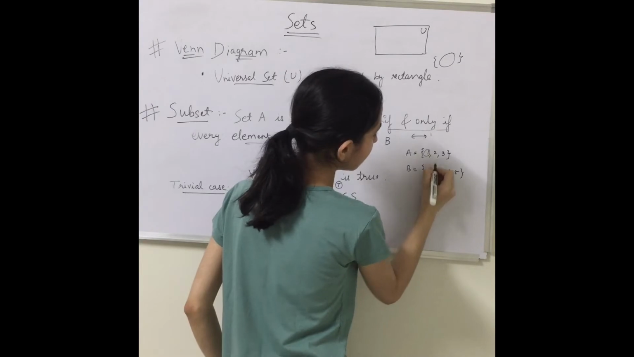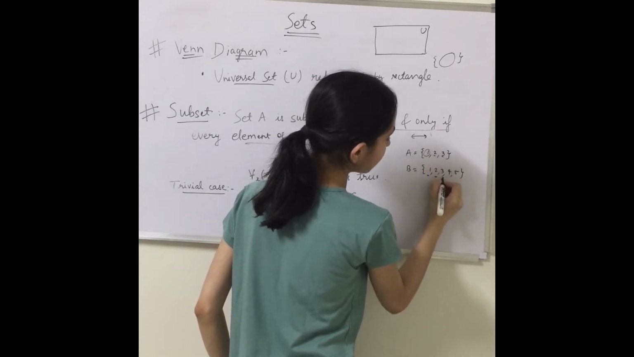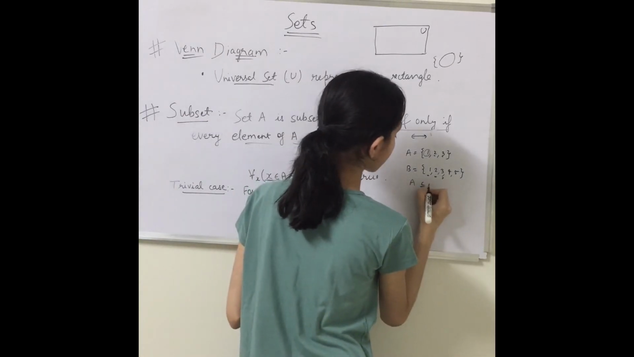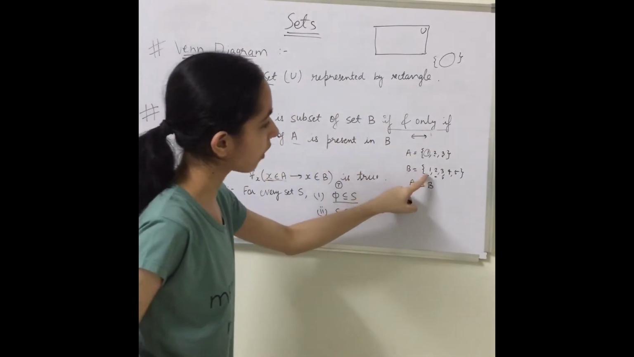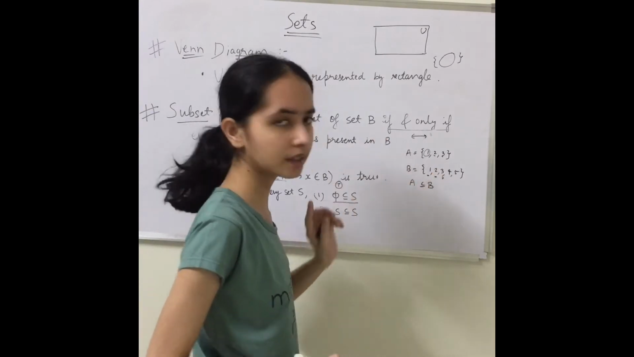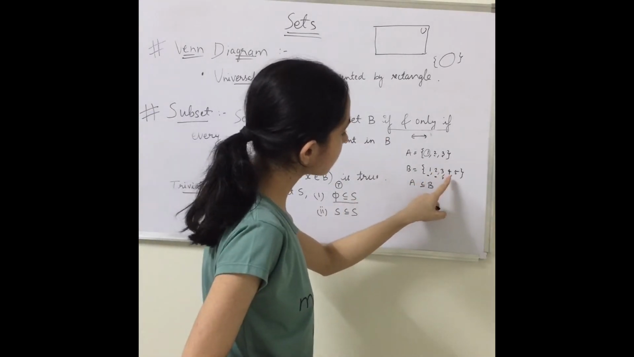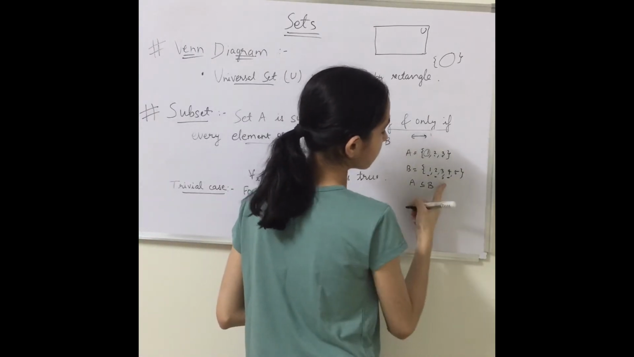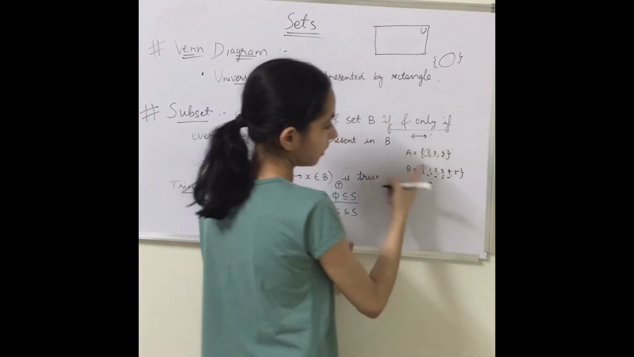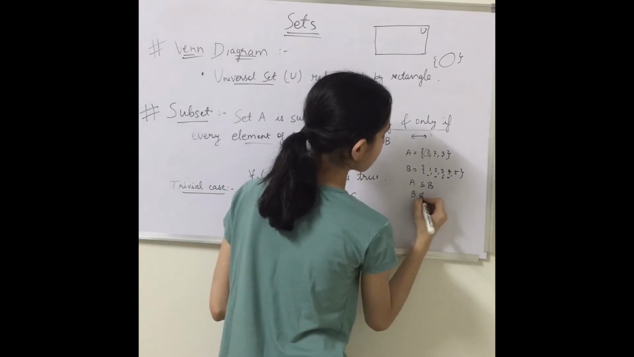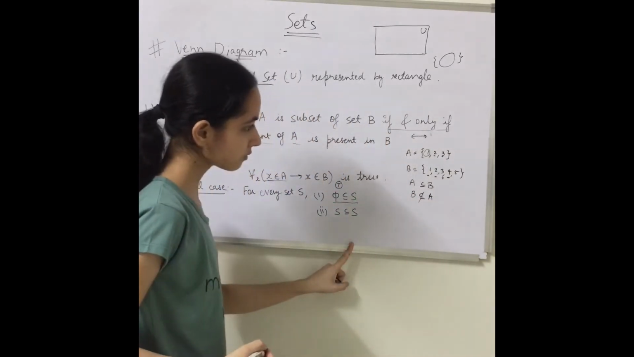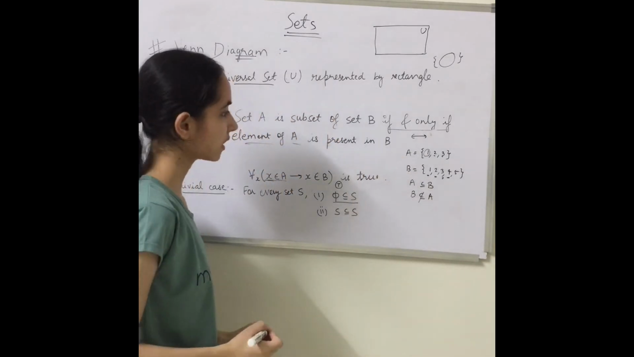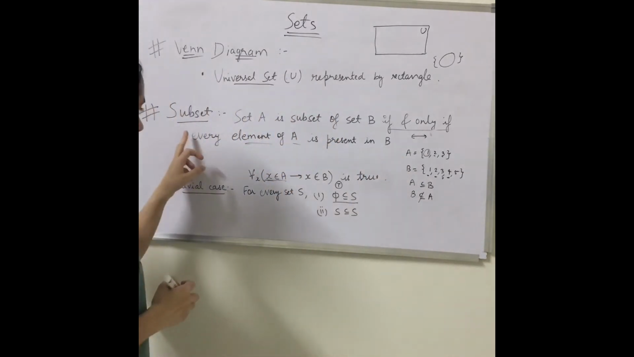Is 1 present in B? Is 2 present in B? Is 3 present in B? Yes. So from this I can say A is a subset of B. What about B? 1, 2, 3. These 3 elements are present in A. But what about 4? Is 4 present in A? No. It means if one element is not present in A, then we can say that B is not a subset of A. So A is a subset of B, but B is not a subset of A. Right? So this is subset.